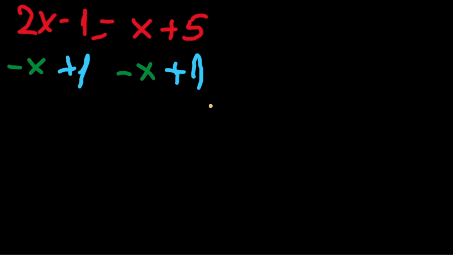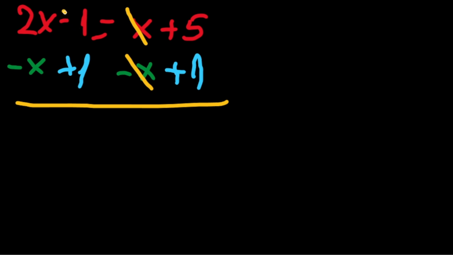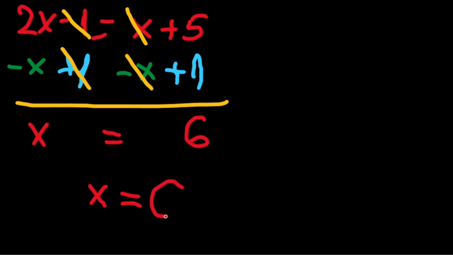Let's draw a line and try and solve it. Plus x and minus x cancel each other. Minus 1 and plus 1 cancel each other. What are we left with? We're left with 5 plus 1, which makes 6, equals... minus 1 plus 1 cancel each other, and 2x minus x is going to be x. So the solution is x equals 6.